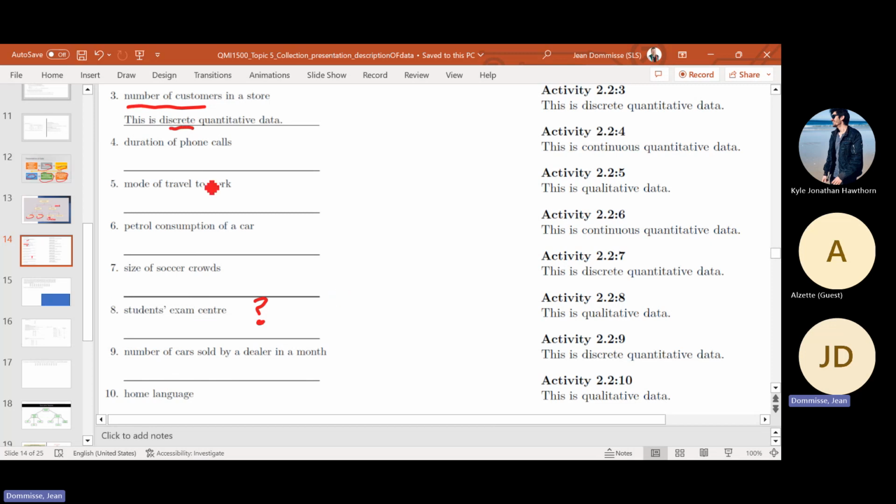What they might do as well is give you a sentence and say, the number of cars sold by a dealer in a month, and they give you A, B, C, and D with a few options, and you need to pick then that it is discrete quantitative. So that is more how they would ask it in your assignments.